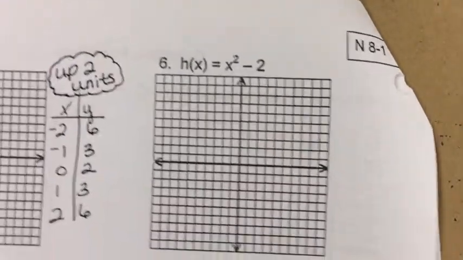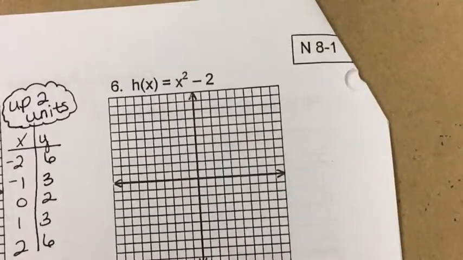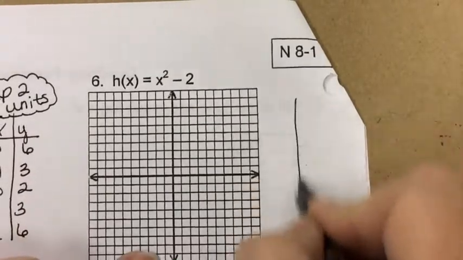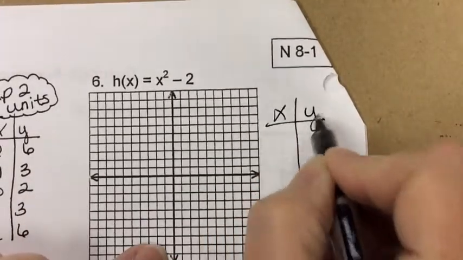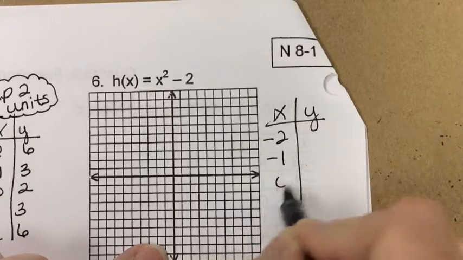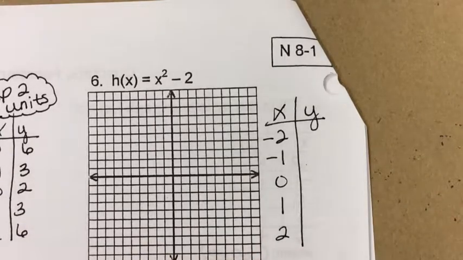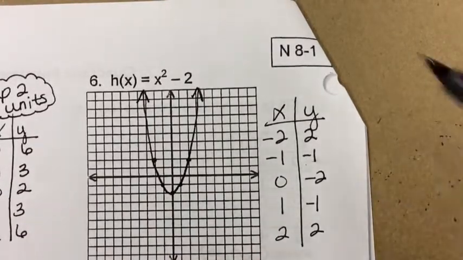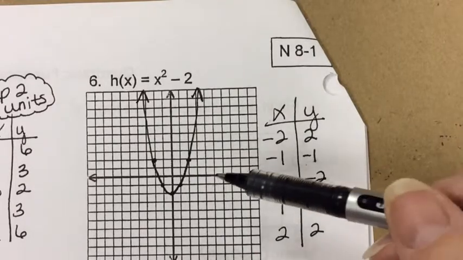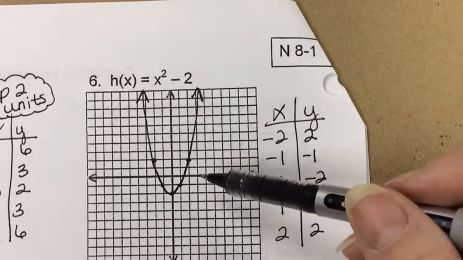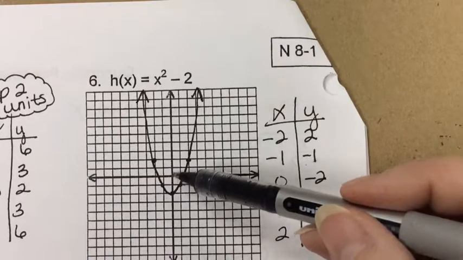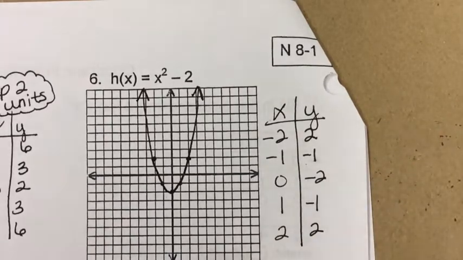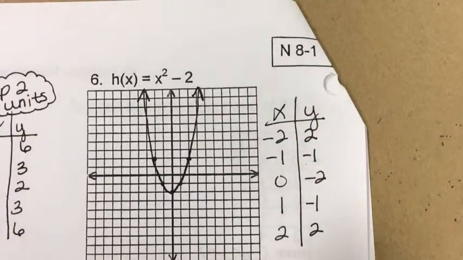Let's go to the next one. h of x equals x squared minus 2. We're going to do the same table. We're going to do negative 2, negative 1, 0, 1, and 2. Fill in your table and make the graph. Okay, here's my parent function, or I'm sorry, my new function. Looks exactly like the parent function, only this time the vertex moved down 2 units, and so that's the difference on this one. It moves down 2 units.